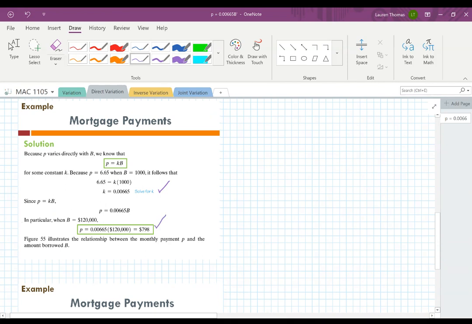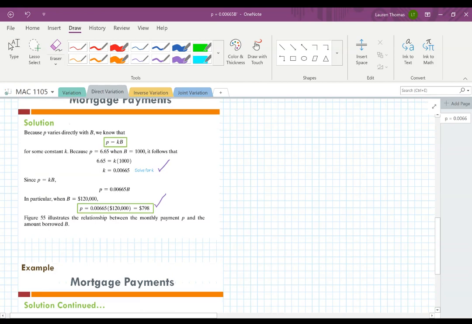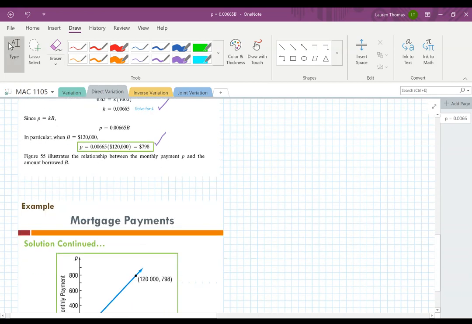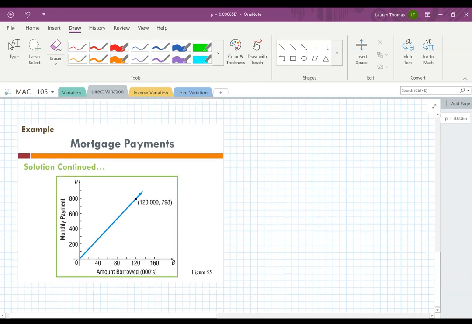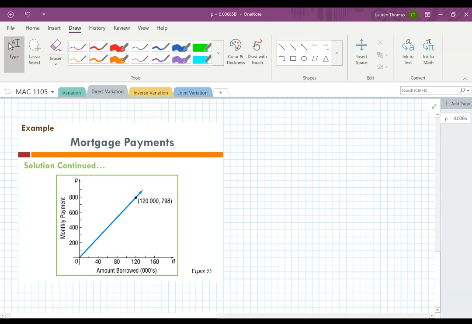Awesome. So if we were to graph that, remember direct variation means that your variables are moving in the same direction. So as our amount borrowed increased, so did our monthly payment. So you can see that this is a linear equation that has a positive slope. That concludes that example.